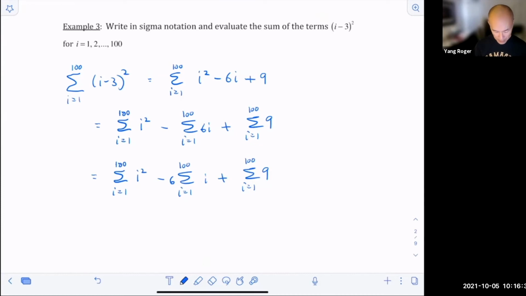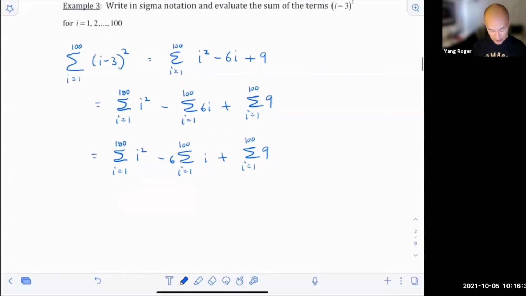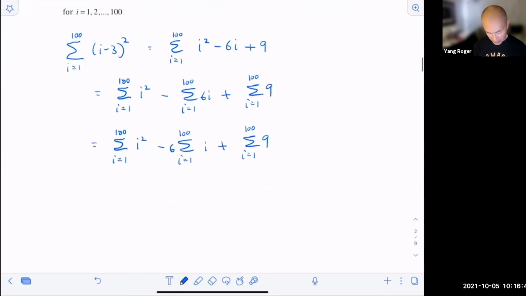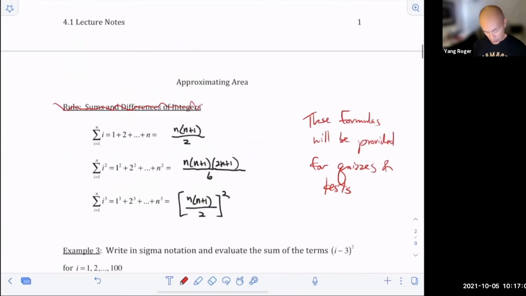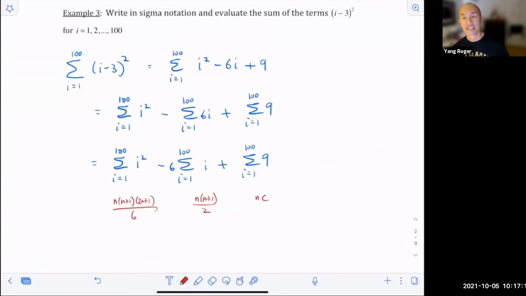So I'm going to use those formulas up top to evaluate each of these things. Since this is your first time seeing it, I'm going to rewrite the formulas right underneath here. This should be the summation of n times n plus 1 times 2n plus 1, all over 6. This one is n times n plus 1 divided by 2. And this one is n times c, which c in this case is 9.